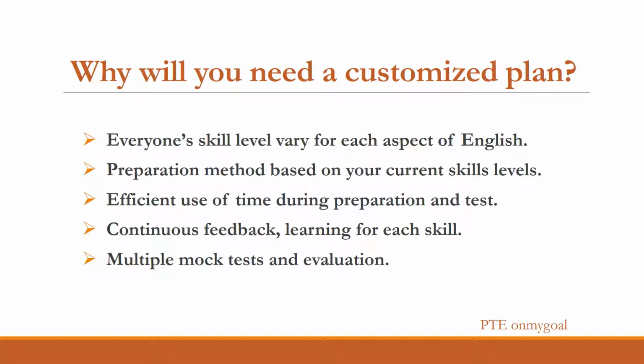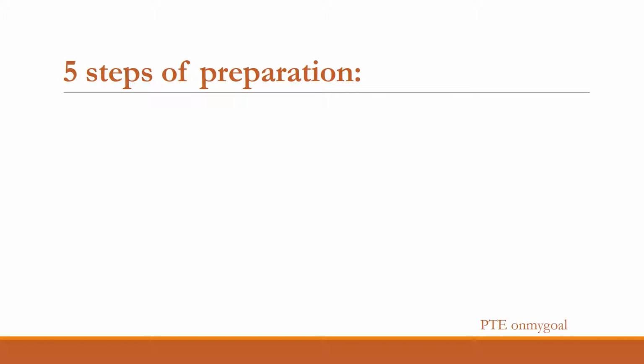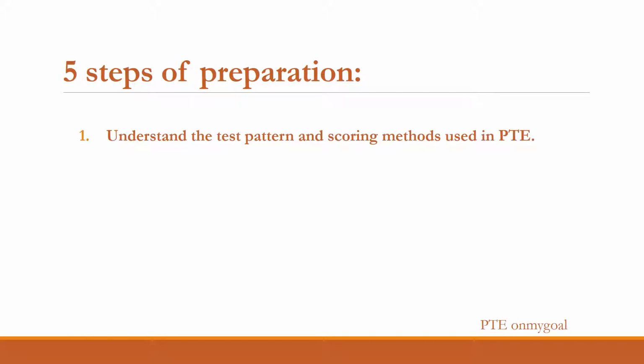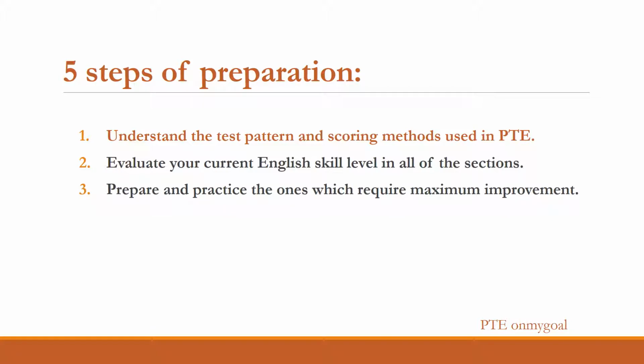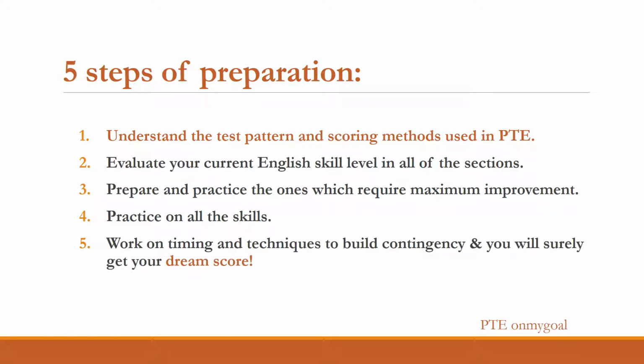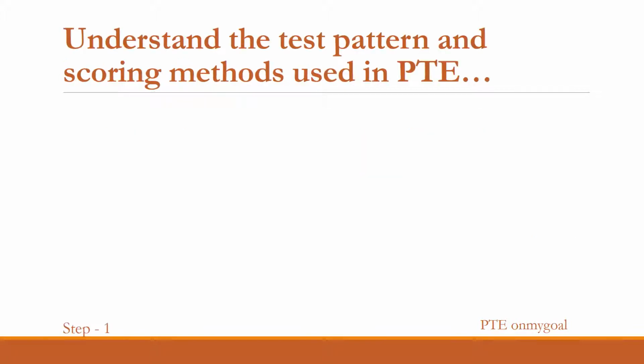easily. Okay, the 5 steps which I use for preparation are: first one, understand the test pattern and scoring methods used in PTE. The second one, evaluate your current English skills in all of the sections. Then prepare and practice the ones which you require maximum improvement. The fourth one is practice on all of the skills. The fifth and the final step is work on the timing and techniques to build contingency, and you'll be able to easily score your dream score of 79 plus.